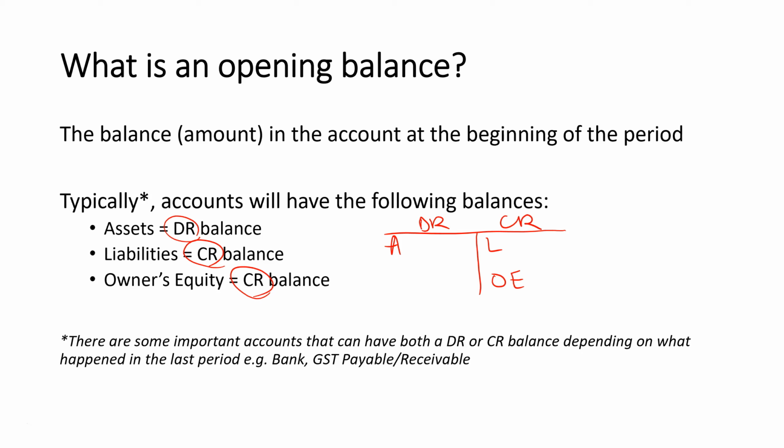Important to note that there are no revenues and no expenses. That is because we don't balance those accounts. We do something later that we're going to learn about called closing. It's also important to note that some accounts can have both a debit and a credit balance depending on what happened in the last period. An example would be bank or GST. It depends on how much money is coming in and out of the business as to what happens to the balance.